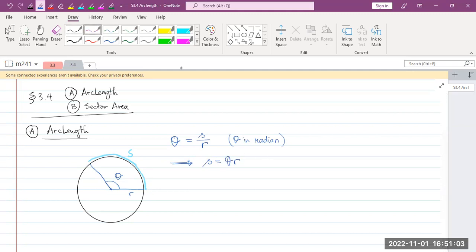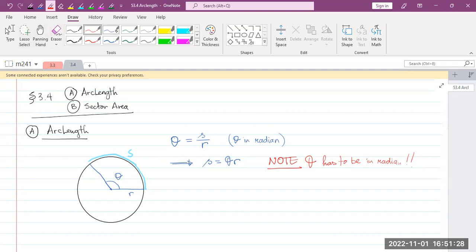Maybe I write it explicitly. Note: theta has to be in radian. Okay, let's take a look at example 1. I hope that's simple enough.